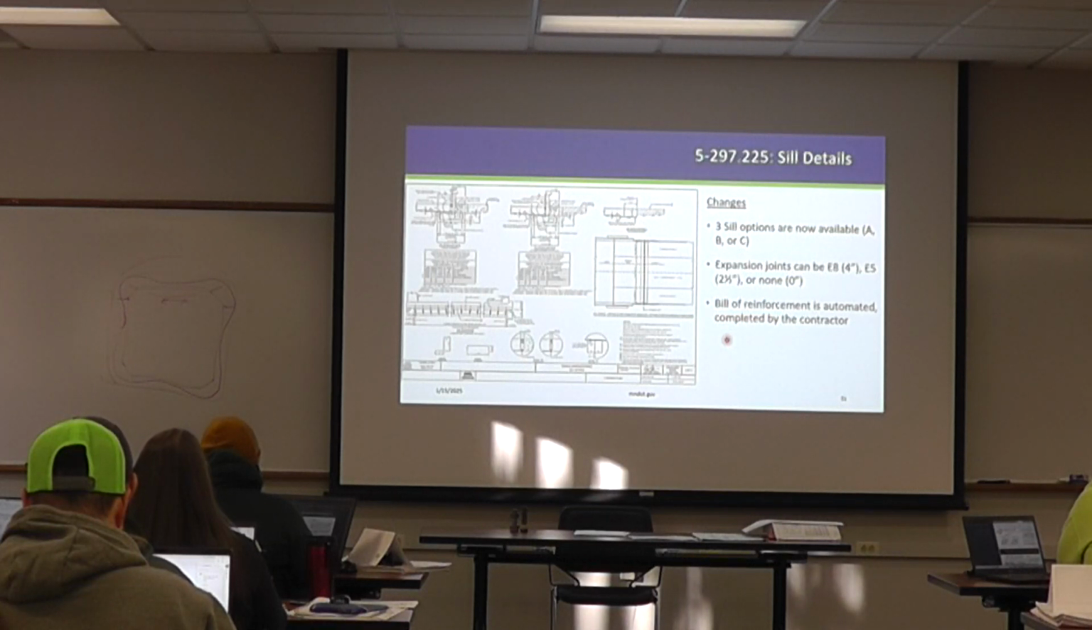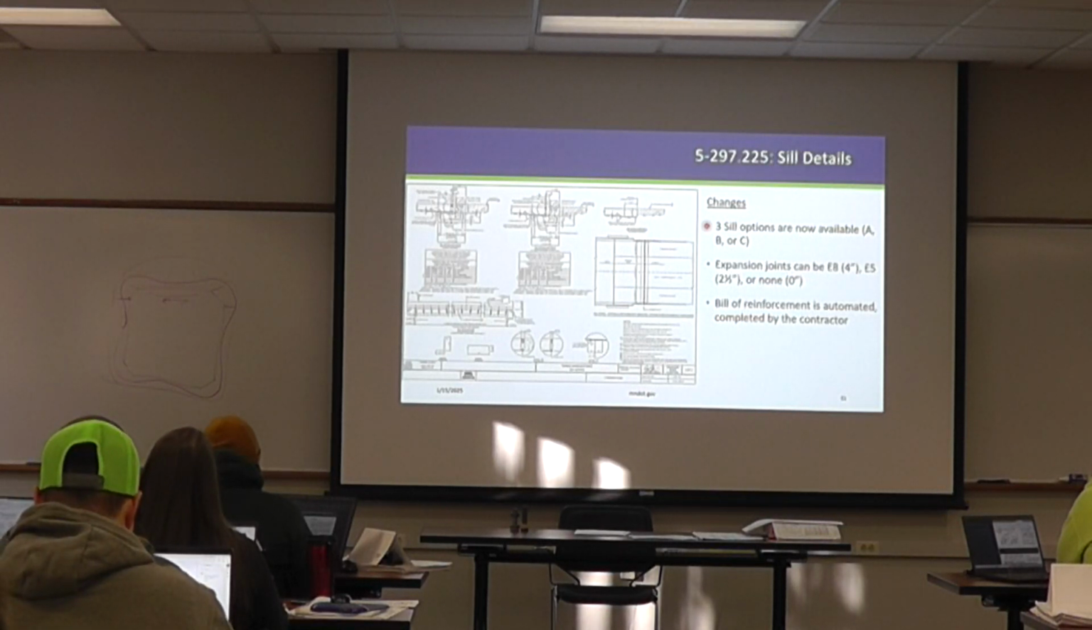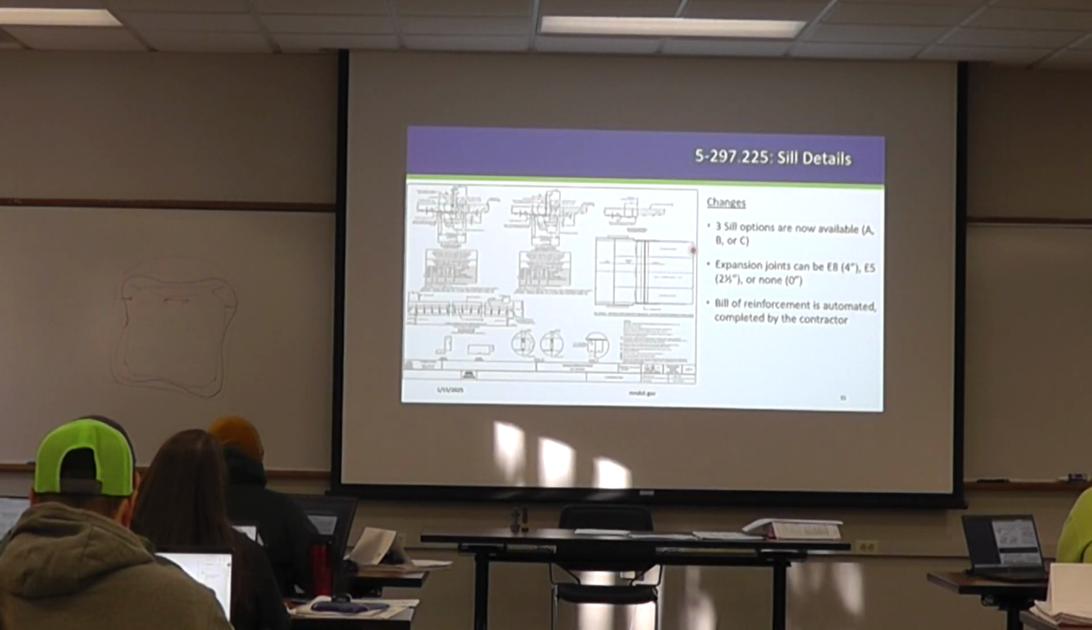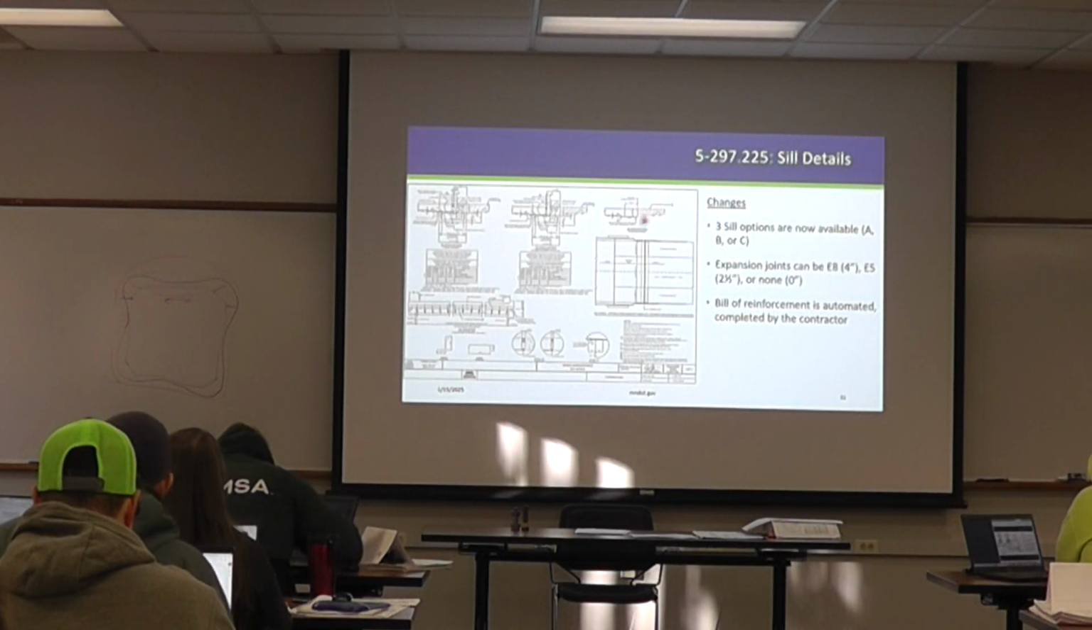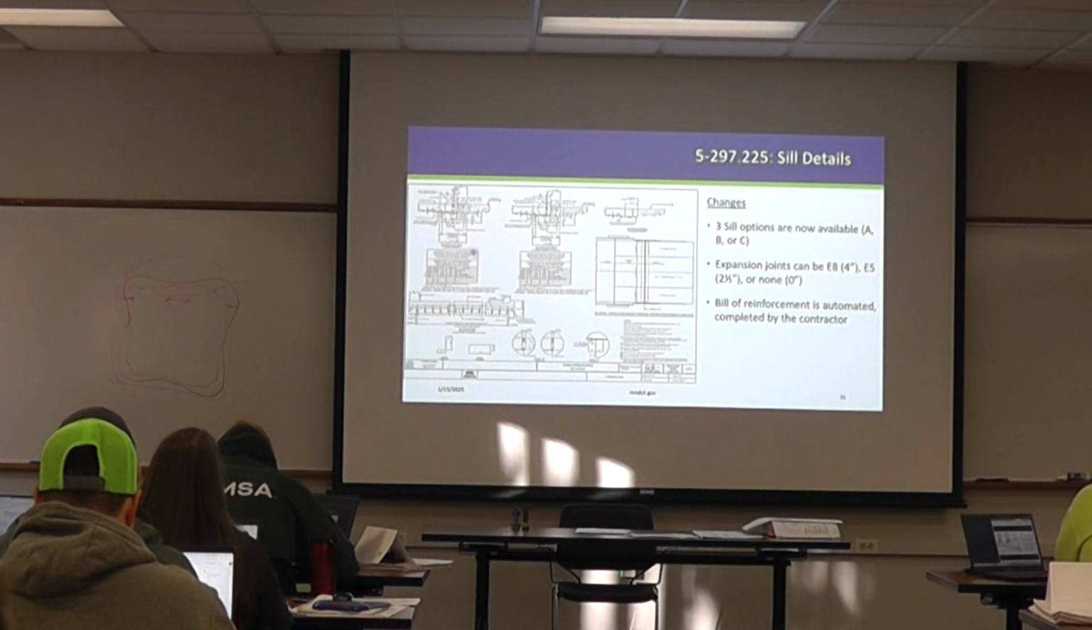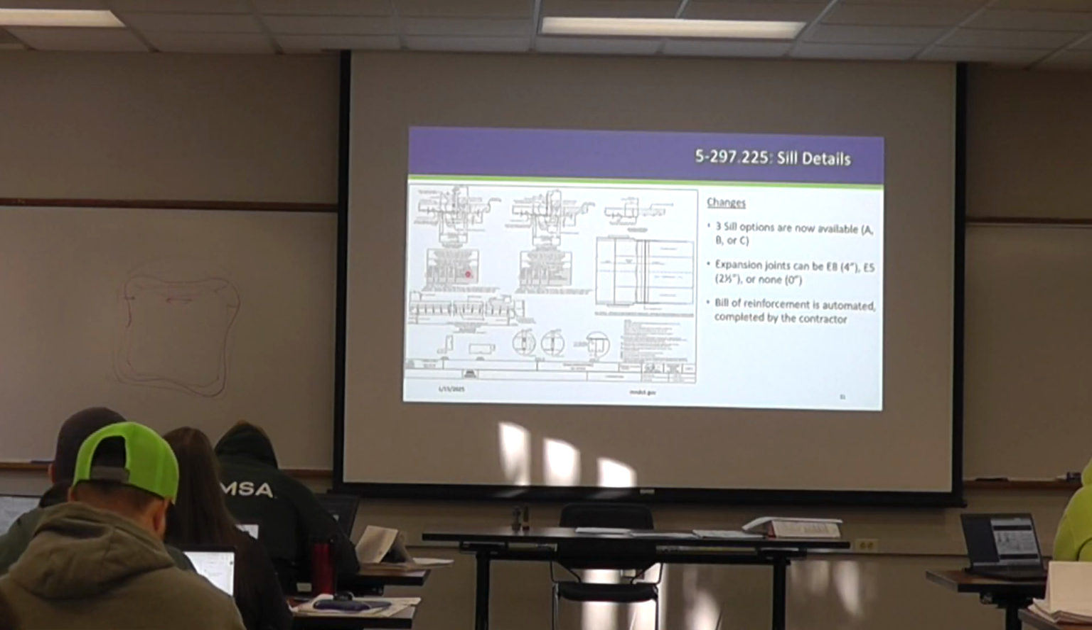All right, 225, this is the sill detail sheet. So as I alluded to, there's 3 different sill options, A, B, or C now. Those are all included on here. Here's A, here's B, here's C, and I'll walk through those all in more detail in a bit. And then also, we note that there's different expansion joints. They can be the E8, E5, or none. And those are also shown here as well. And the bill of reinforcement, similar to what we've done in the past for that I just showed you, is automated for the sill in addition to the low skew for both panels.